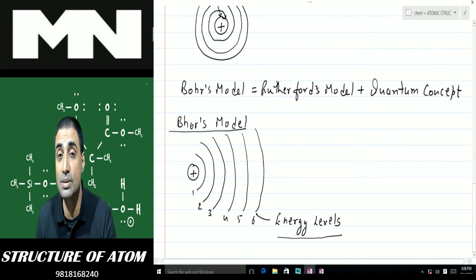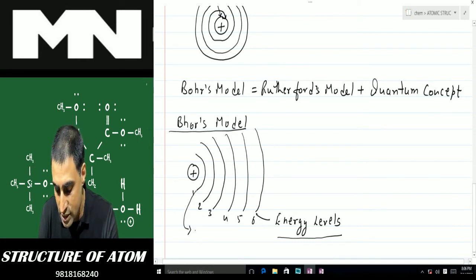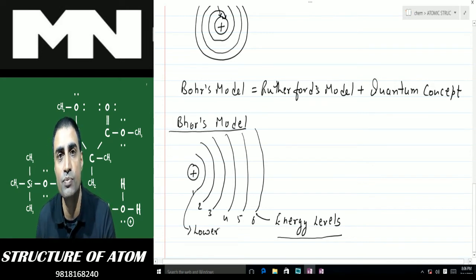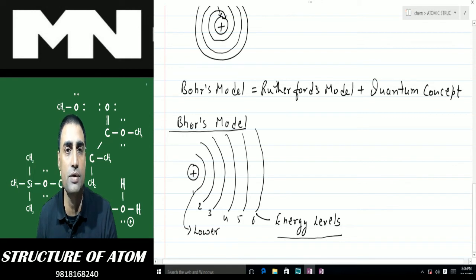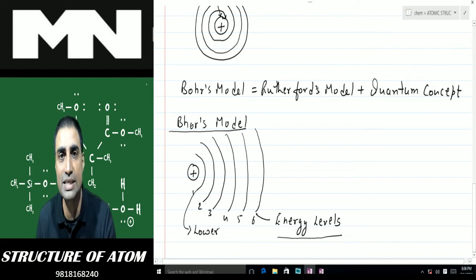My dear students, keep in your mind that according to Bohr, a shell or an energy level which is closer to the nucleus is a lower energy level, because there the attraction is highest. And this is the rule of chemistry: wherever there is a higher attraction, there is always lowering of energy. As you move from first shell to second, second to third, third to fourth, the attraction from the nucleus decreases, so the energy of the energy level increases. So the first shell is a lower energy level, second is higher, third is still higher, fourth is still higher. So as you are moving away from the nucleus, the energy of the energy level is increasing.